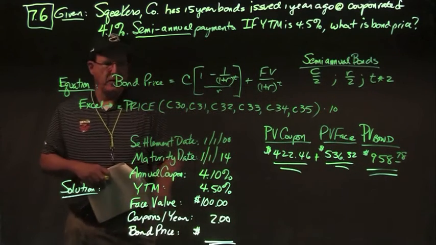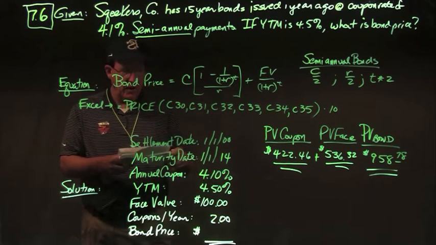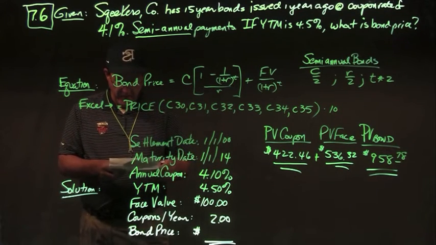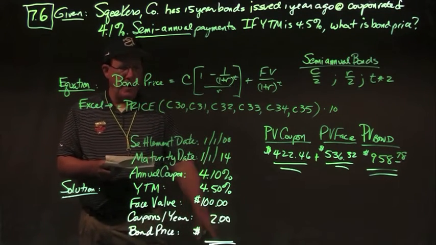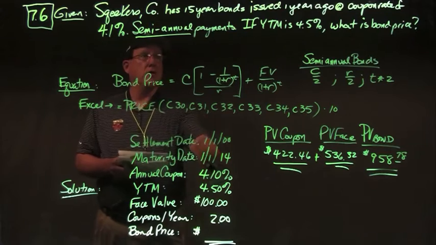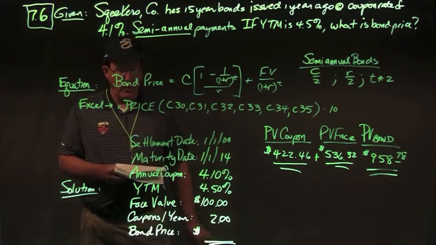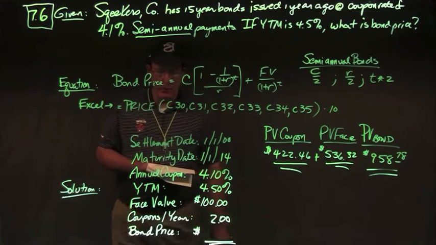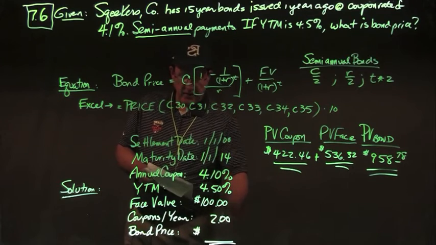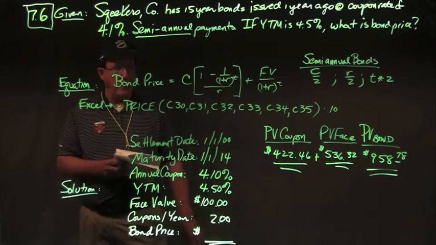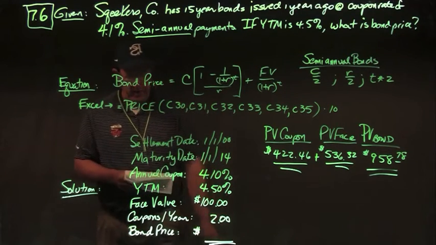Similarly, if I use the price function in cells C30, 31, 32, 33, 34, 35, 36, again times 10, I'm going to put 1100 as the buy date, 1114, which is 14 years later because there are 14 years left, as the maturity date, 4.1% for the coupon rate, 4.5% for the yield to maturity. 100, again, is the syntax for face value rather than 1,000. So if I use the price function, I need to put $100 in there rather than 1,000.